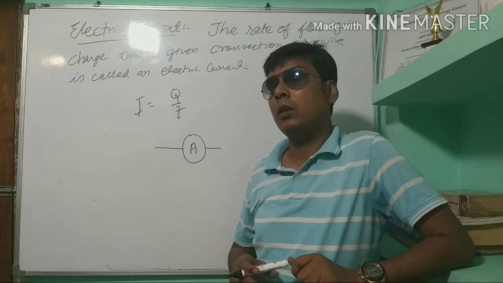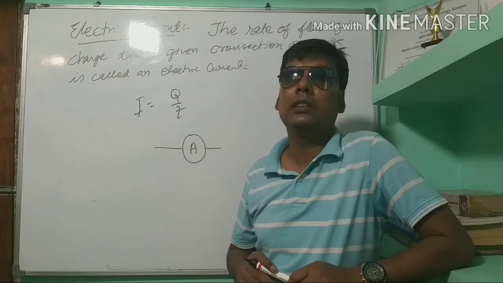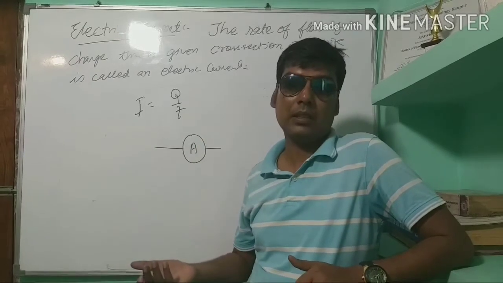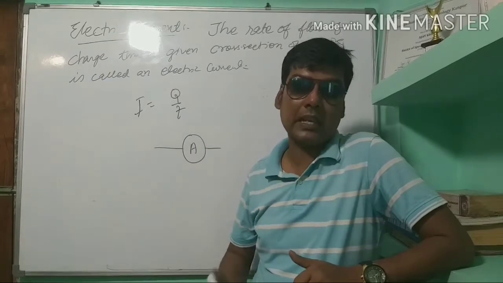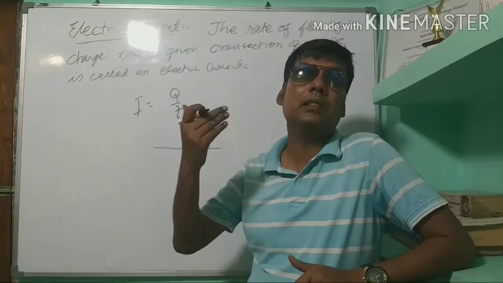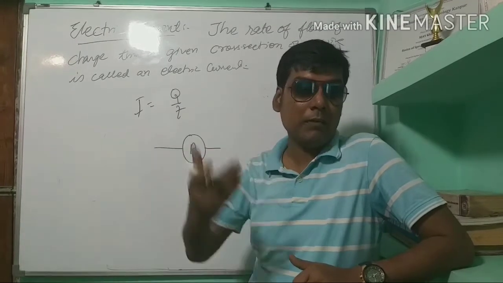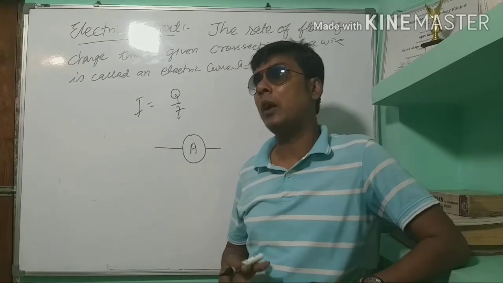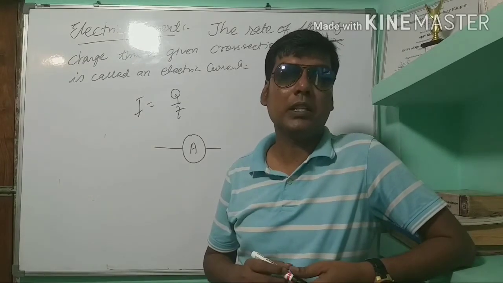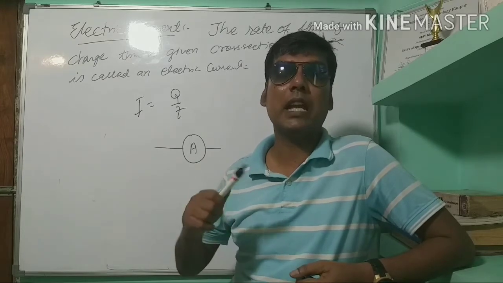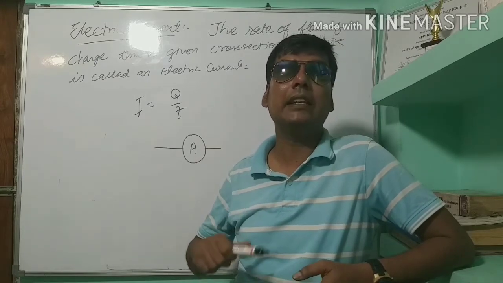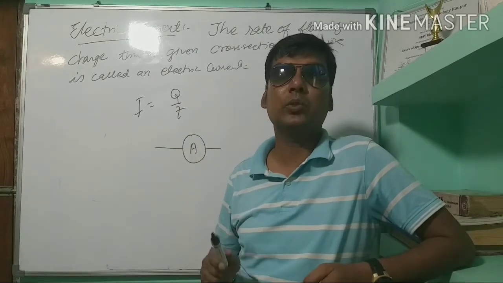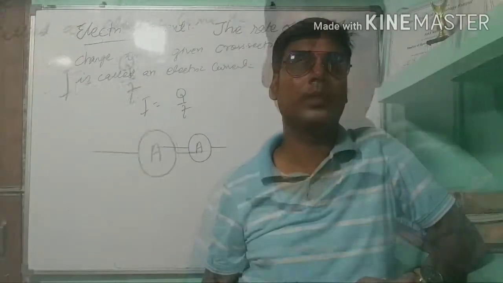Now, we also talked that electric current is a scalar quantity. Why is it a scalar quantity? Although it has direction as well as magnitude, it is a scalar quantity, not a vector quantity, because it does not follow vector addition. Now, what is a vector quantity? A vector quantity is a physical quantity which has magnitude as well as direction, and it can be added through the triangle law. Electric current does not follow the triangle law. That's why electric current is a scalar quantity.